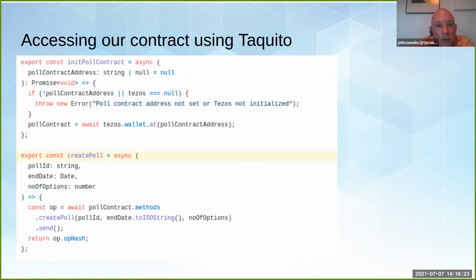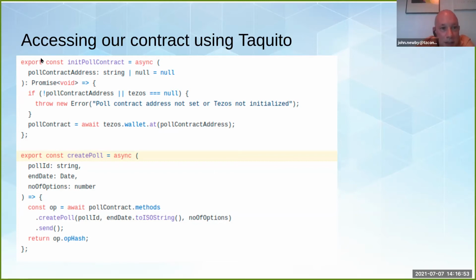So Taquito is a TypeScript library which makes it relatively easy to interact with contracts on the node. This is an excerpt of some of the code which you will find in the GitHub repo, which accompanies this presentation. We built a whole application there so that any of you can just look at what we did to make this relatively simple thing and hopefully use it as a springboard to your own Tezos applications.